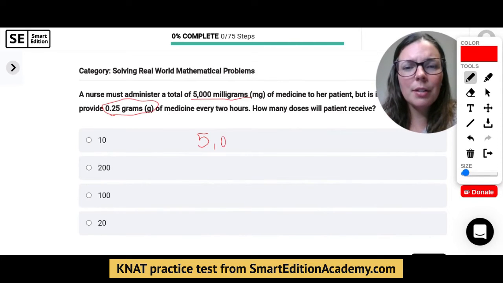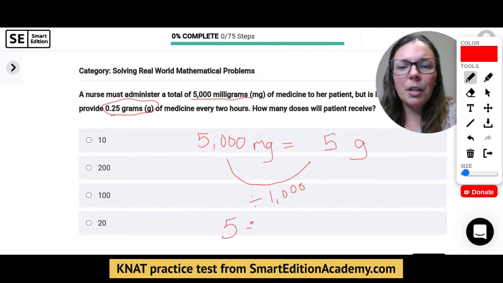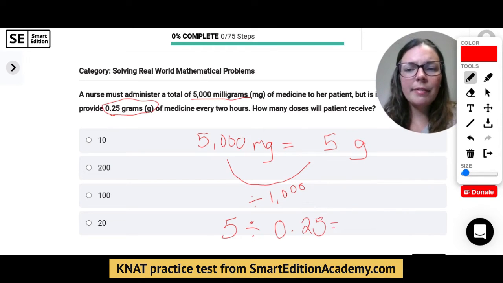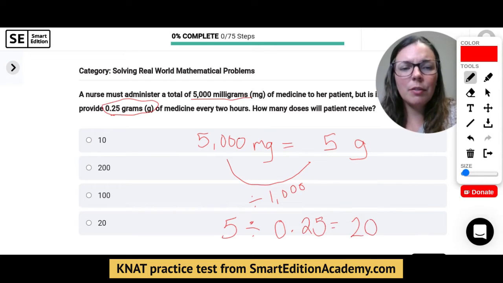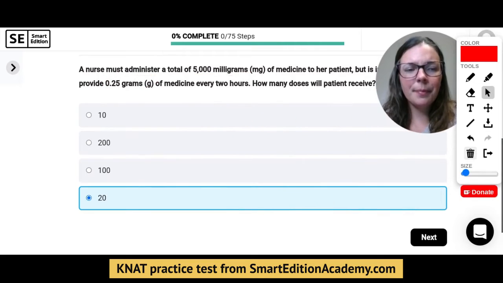Well, let's take our 5,000 milligrams, turn it into grams. Okay, so we talked about this conversion before. Now there are 1,000 milligrams in a gram, so we have to divide by 1,000. So this is the same thing as 5 grams. So let's take our 5 grams that we have in total and divide it by each dose, 0.25. Okay, so 5 divided by 0.25 should give you 20 doses. Okay, so how many doses will the patient receive? They will receive 20.